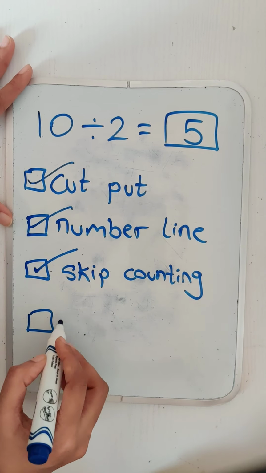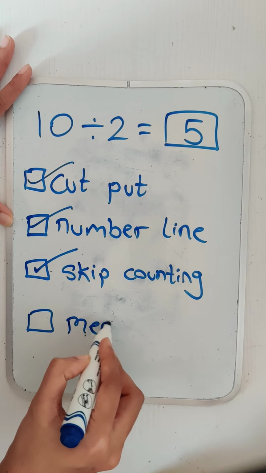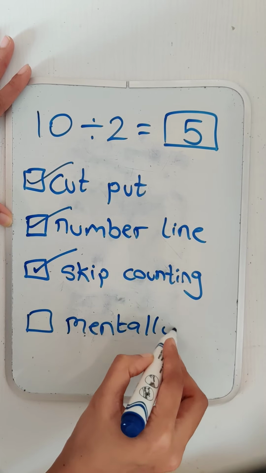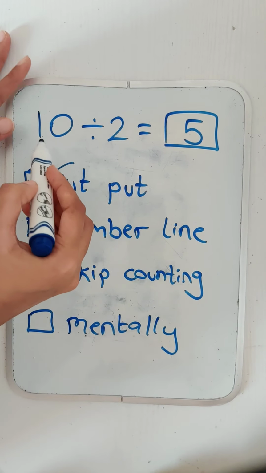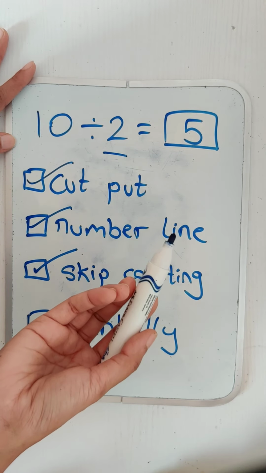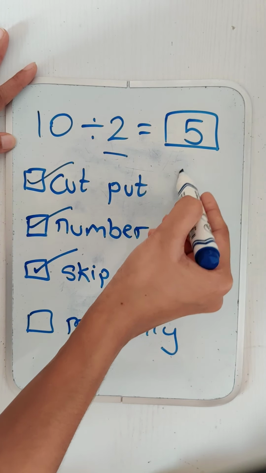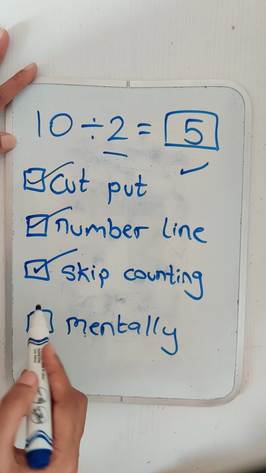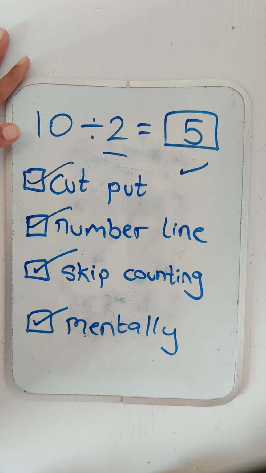And the last but not the least is the mental strategy. So you can calculate mentally. So some of us might already know that half of 10 is 5. Dividing by 2 means that it is half, right? So half of 10 is 5. You can do this mentally as well. So as per the sum, you can select your favorite strategy and solve it.